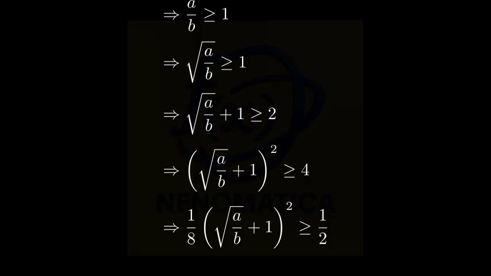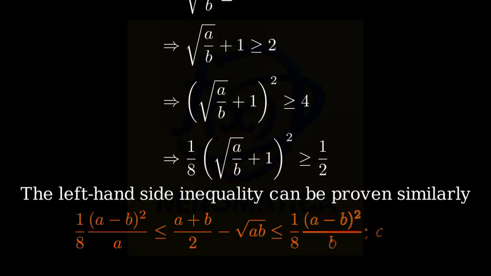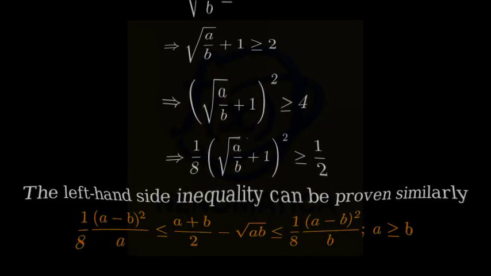The proof for the left-hand side of the inequality follows a similar approach. As the solution structure in the image indicates, the left-hand side inequality can be proven using the same techniques we just used. Both sides of the inequality are proven, confirming the full inequality: 1/8 times the quantity (a minus b) squared divided by a is less than or equal to (a plus b) divided by 2 minus square root of a times b, which is less than or equal to 1/8 times the quantity (a minus b) squared divided by b.